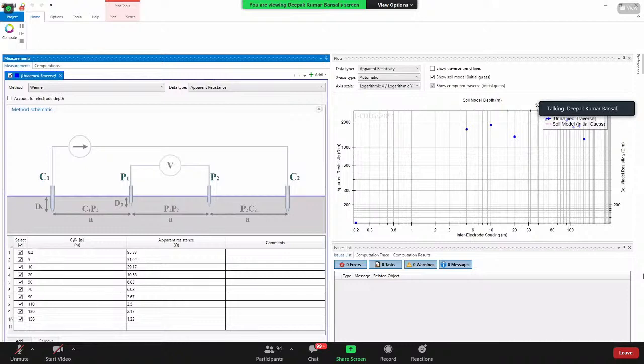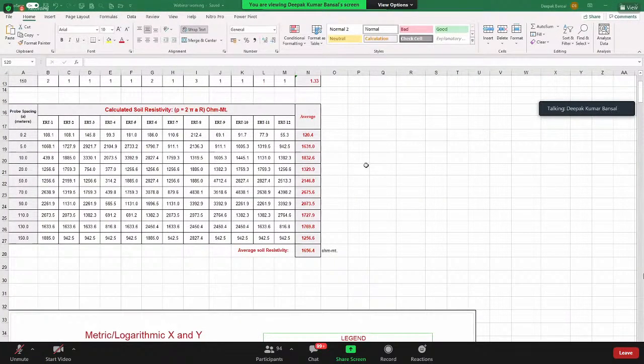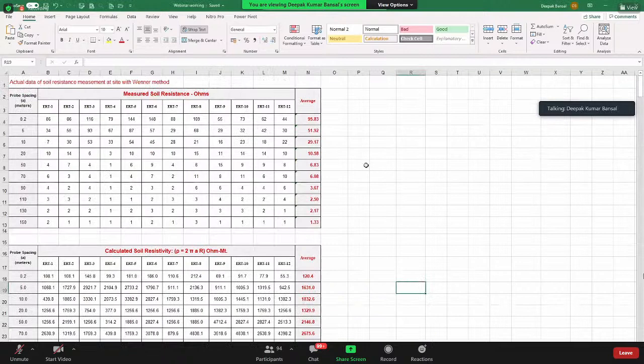First, let me show you the sample data. So for soil modeling, I have used this data. This is the actual data of soil resistance, which is measured at site. I will use the actual data which I got from one of my customers. You can see it's a measured soil resistance in ohms. These are the traverses, 1, 2, 3, up to 12 traverses. They have measured the data, and probe spacing is 0.2 to 150 meters. This is done as per the Wenner method.